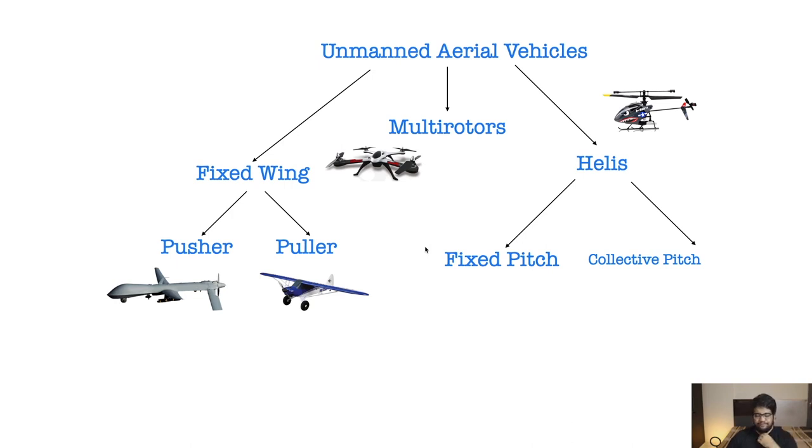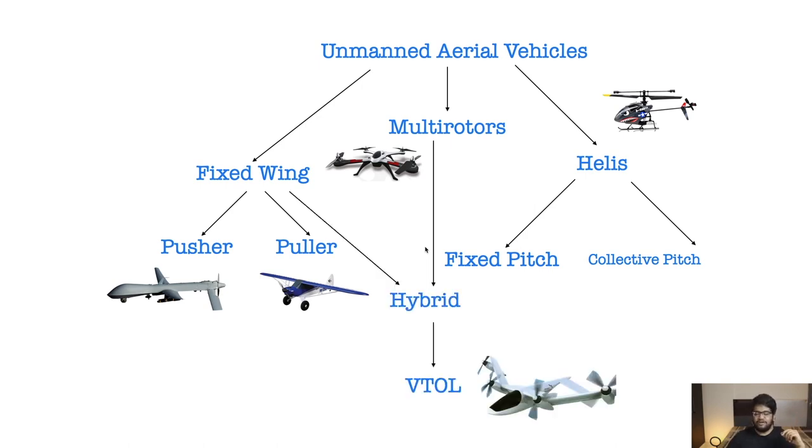Now, there is also a specialized category, which is the mixture of fixed wing and the multirotor, and it's called hybrid category. And it's a very good example for VTOL or vertical takeoff and landing, as I showed in a video where Google Project Wing takes off like a multirotor, and it can hover at one place and then it can also be translated into a plane, and it can take linear motion.